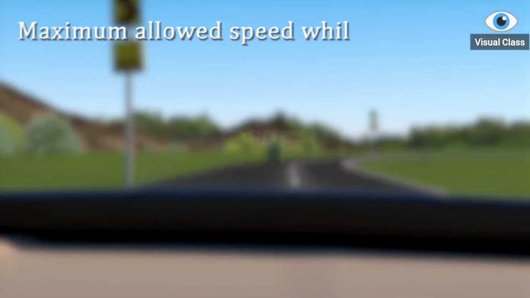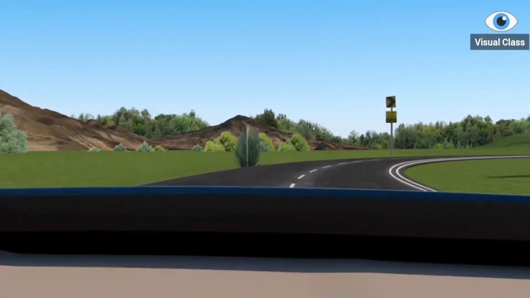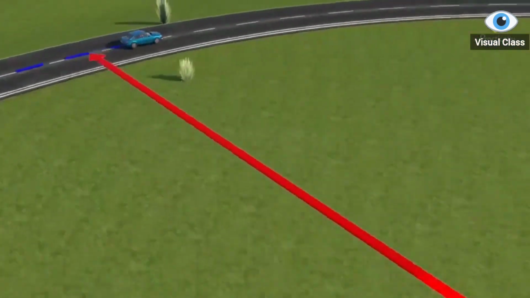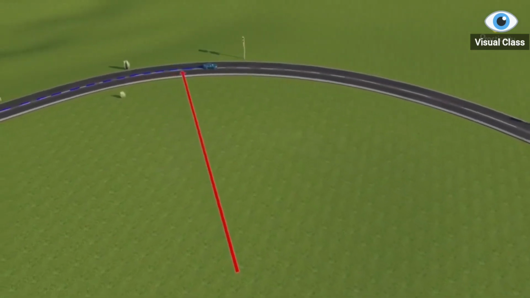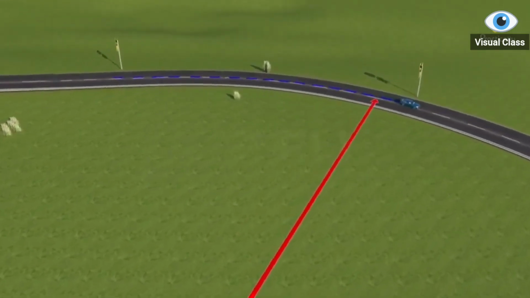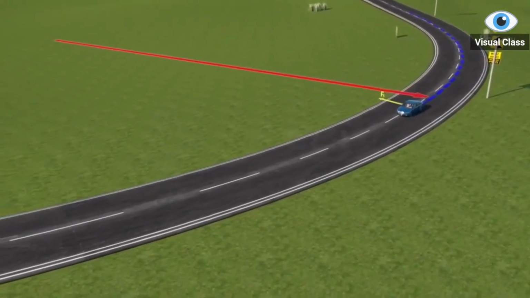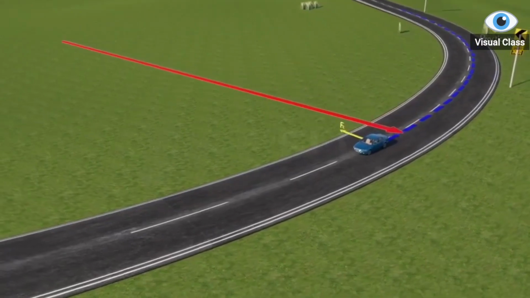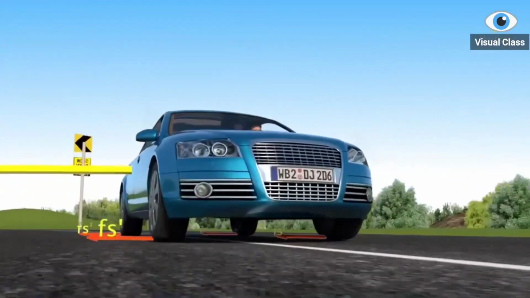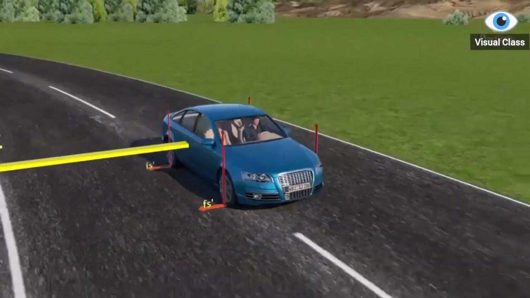Maximum allowed speed while taking a turn. When a car takes a turn, each curvilinear section of the turn can be approximated to be an arc of a circle with a certain radius. A centripetal force must act towards the center of the arc to enable the vehicle to move along it. This centripetal force is provided by the static friction of the surface the car is moving on.